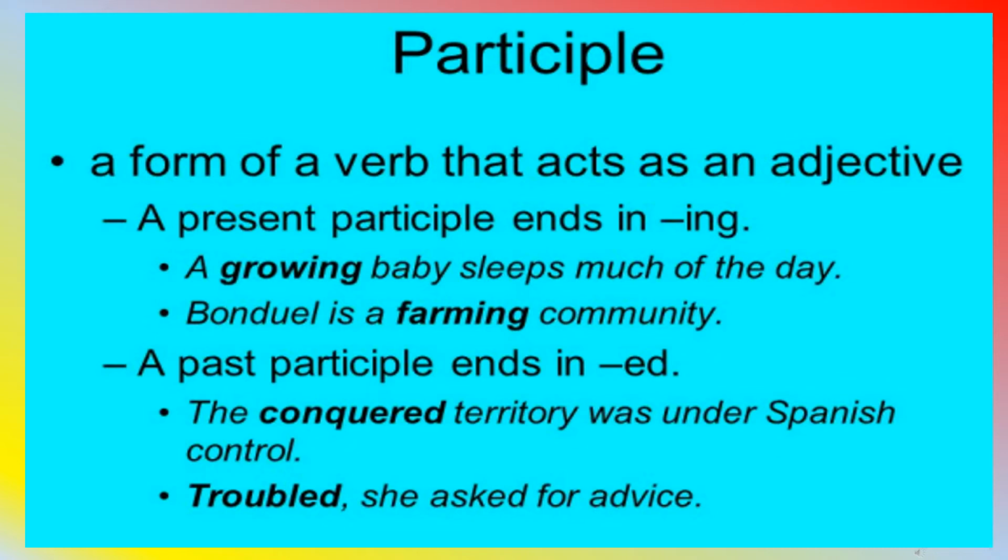A past participle ends in ed. The conquered territory was under Spanish control. Troubled, she asked for advice. Here conquered and troubled both are formed by adding ed to the verb. And both these words are acting as an adjective.